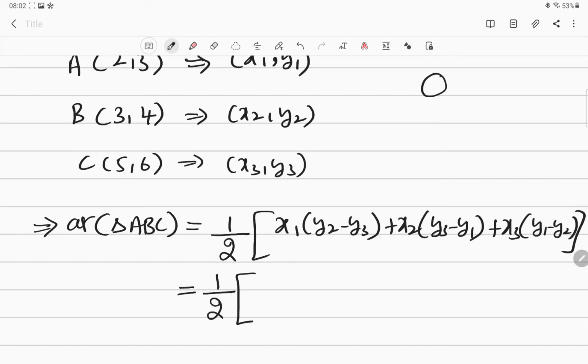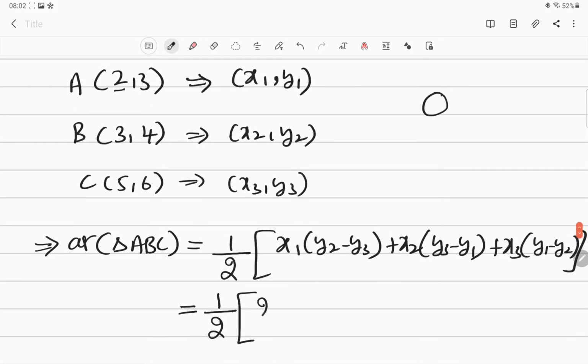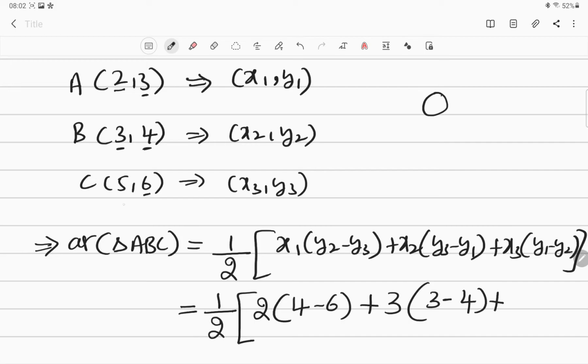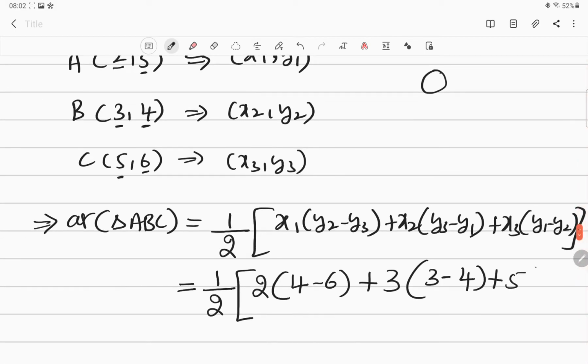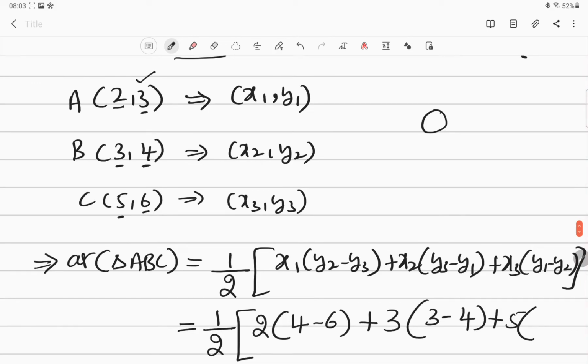1 by 2 bracket, what is x1 here? X1 is 2. All right, so 2 bracket, what is y2? Y2 is 4 and y3 is 6, so it is going to be 4 minus 6 plus x2. What is the value of x2? X2 is going to be 3, so 3 bracket y1 minus y2. Y1 is 3 and y2 is 4, so it is going to be 3 minus 4 plus x3. X3 is 5, right? So 5 bracket y1, which is 3, minus y2, which is 4, so 3 minus 4. All right, correct. I hope everybody got what I'm trying to say.